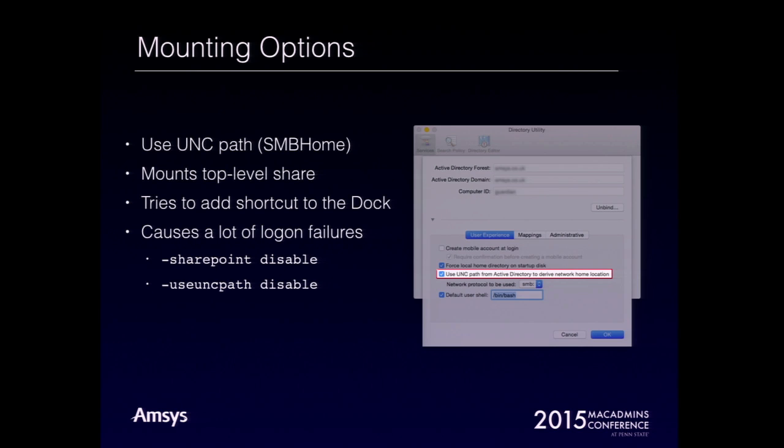As far as the actual mounting, we don't do this; we actually do the SharePoint disable and use UNC path disable. The main reasons we do it: one is the stability. The other problem we get is that it mounts the top level share, which is really annoying. If you have a set of home folders, and there's 1,000 of them in one folder, the user logs in, double clicks on the network drive on the desktop, and then they've got to find their home folder in the list. And if the permissions are wrong on any of them, then they can actually get into other people's data. So that's really not good.